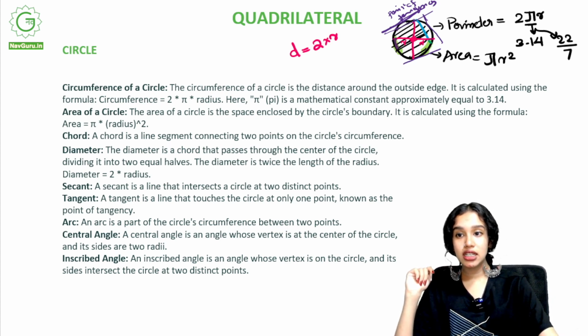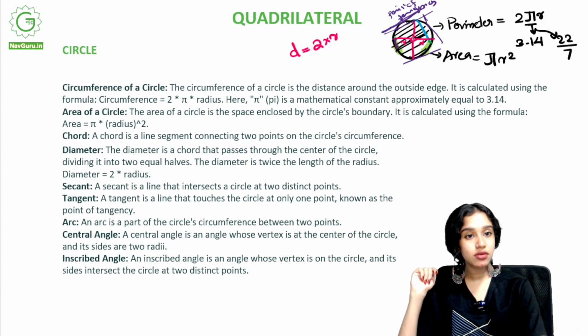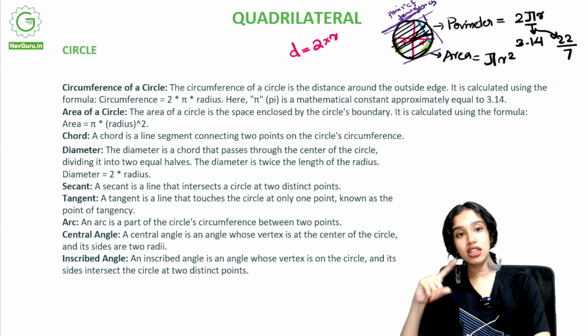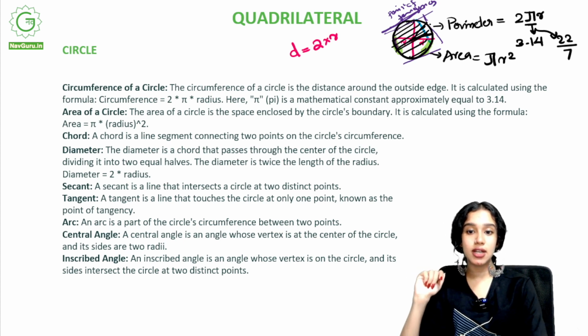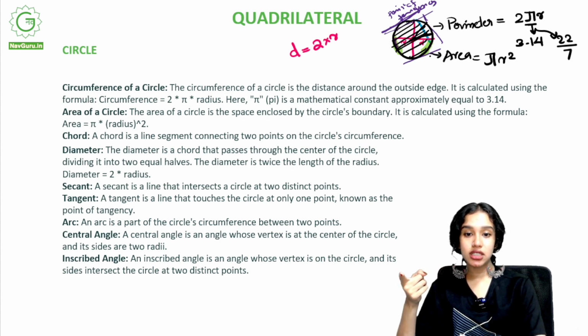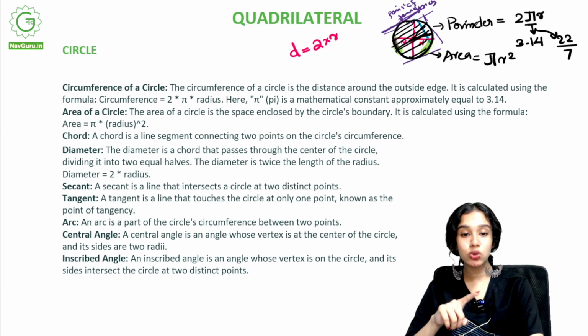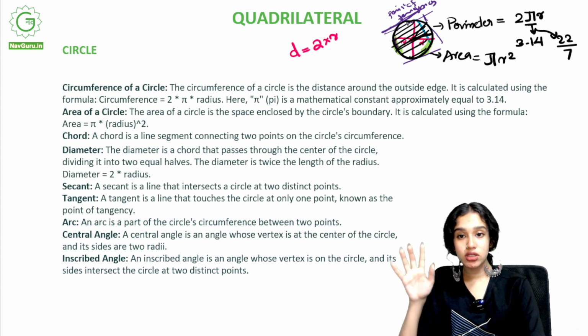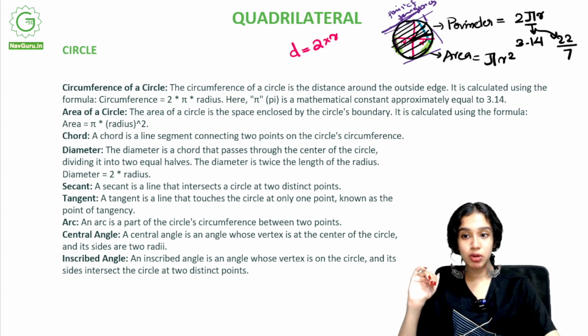So for central angles, we have the center to be this point, and then we take two radii, and the angle formed in between is called the central angle. Now inscribed angle. An inscribed angle is an angle whose vertex is on the circle and whose sides intersect the circle at two distinct points. So these are some important things about circles.